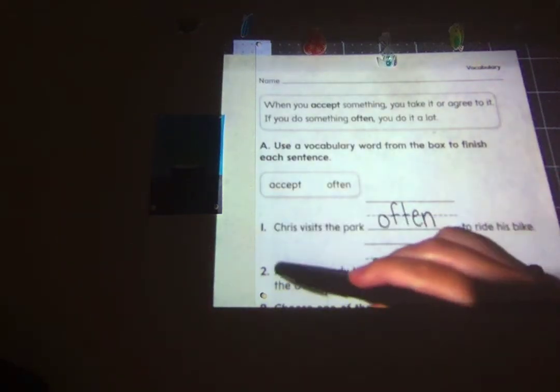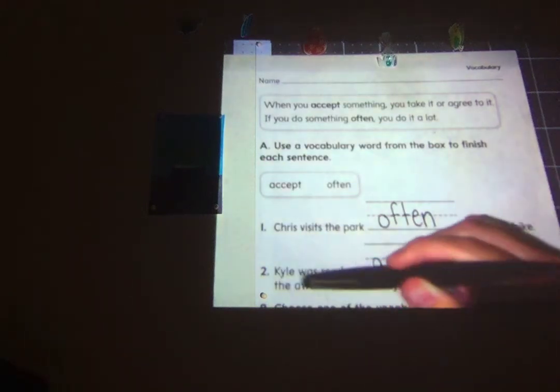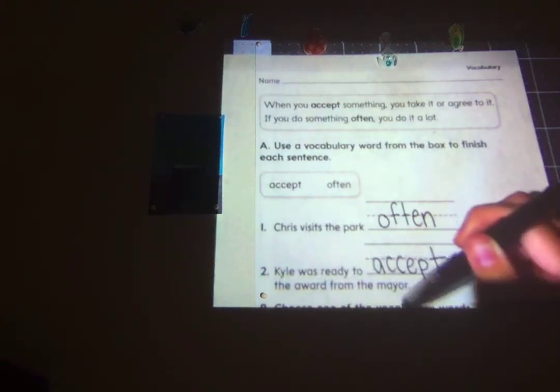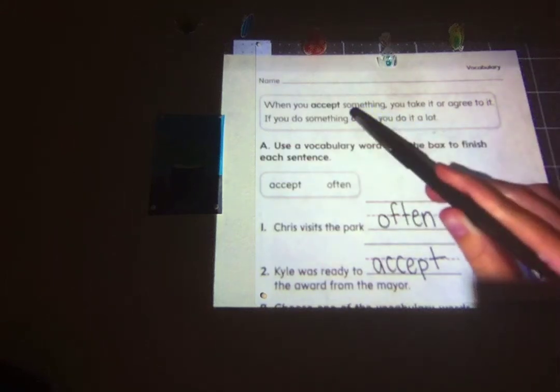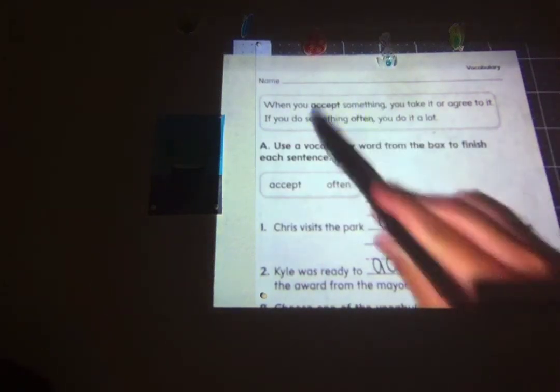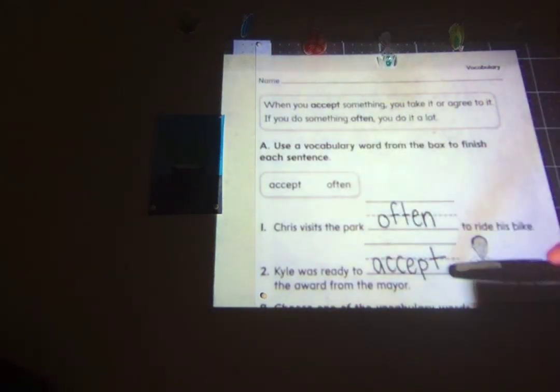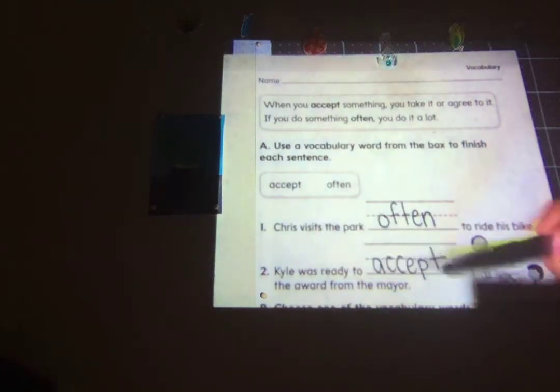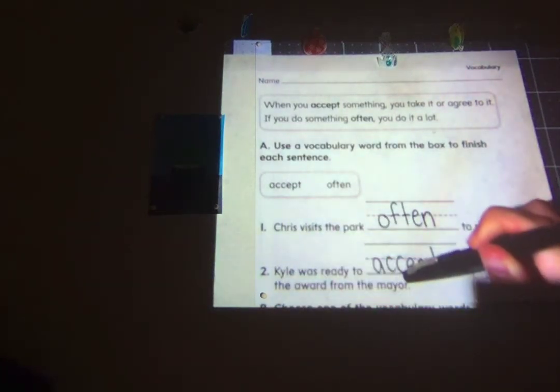Number 2, Kyle was ready to blank the award from the mayor. Well, we just learned that if someone gives you an award, you have to accept that award. So I put accept. Kyle was ready to accept the award from the mayor.